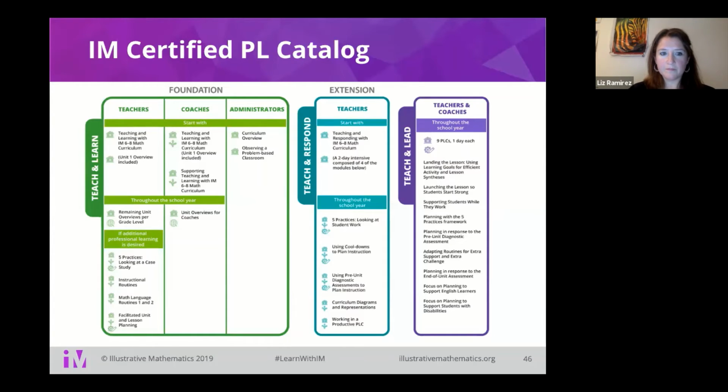So we have our Teach and Learn professional learning offerings that are foundational, that really introduce teachers to all aspects of the curriculum. Once they're using the curriculum, we have the Teach and Respond, where you'll find PLCs and deeper dives into the content. And we also have our Teach and Lead series for teachers and coaches throughout the year.